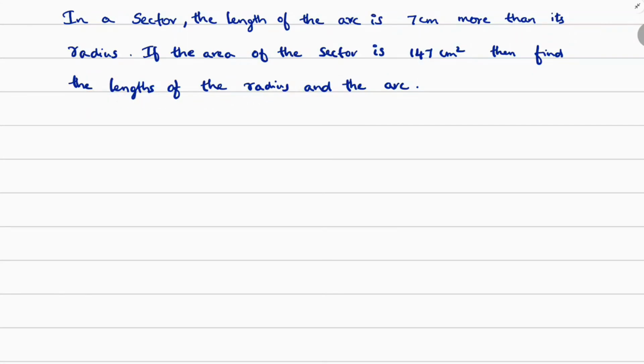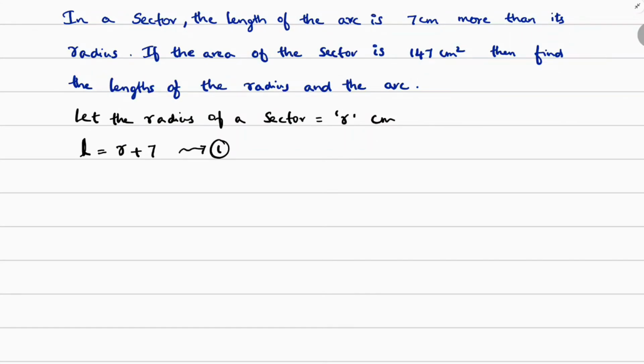So here, let the radius of a circle or sector, here I'll consider as r centimeters. Now here they told the length of an arc is 7 centimeters more than the radius. This is given equation 1. If the area of the sector is 147, area is 147 centimeter square.